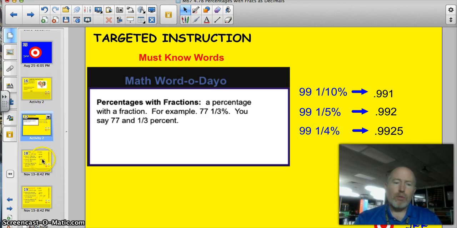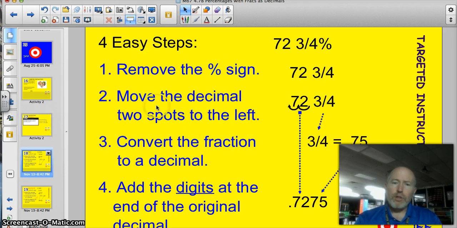I think we can handle this. Here's a step-by-step approach to it. Four easy steps. Number 1, just like before, remove the percentage sign. So here's my example, 72 and 3/4%. Step one, remove the percentage sign. So I got 72 and 3/4. Step number 2, move the decimal 2 spots to the left.